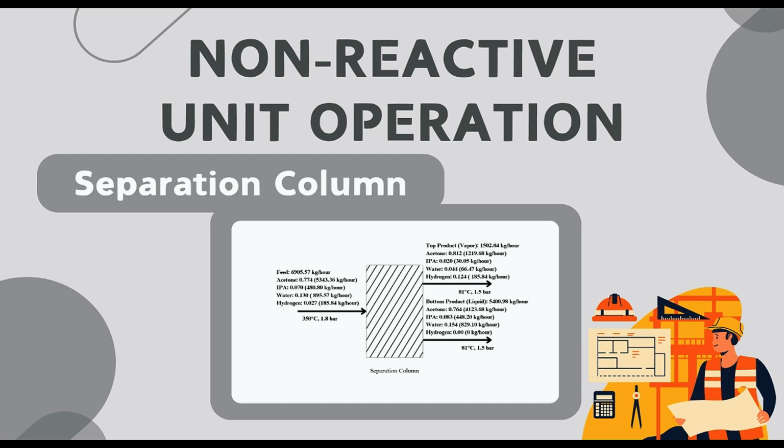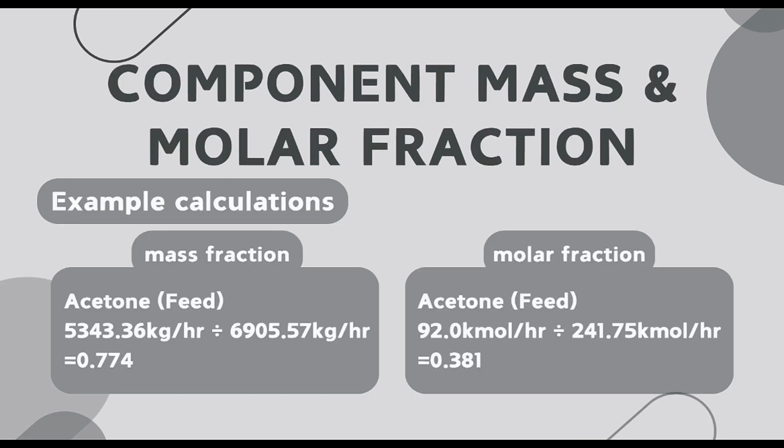Hi guys, so now I'll be presenting on non-reactive unit operations, specifically focusing on separation columns and calculations related to component mass and molar fractions and energy balance. For example, in our feed stream, acetone has a mass fraction of 0.774 and a molar fraction of 0.381, and the calculations are provided here in the slides. These values will help us understand the composition of the feed entering the separation column.